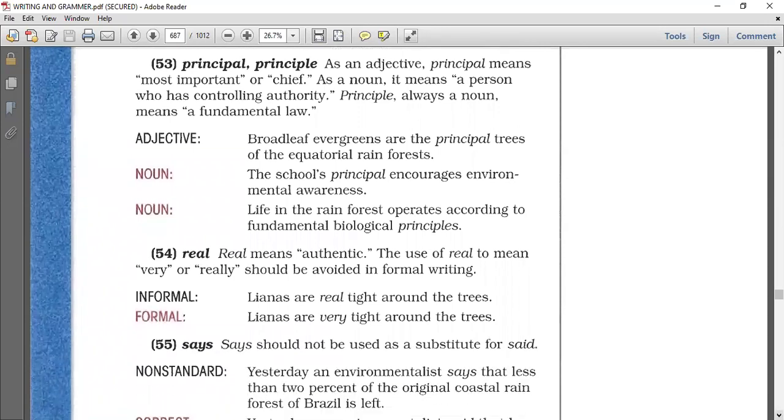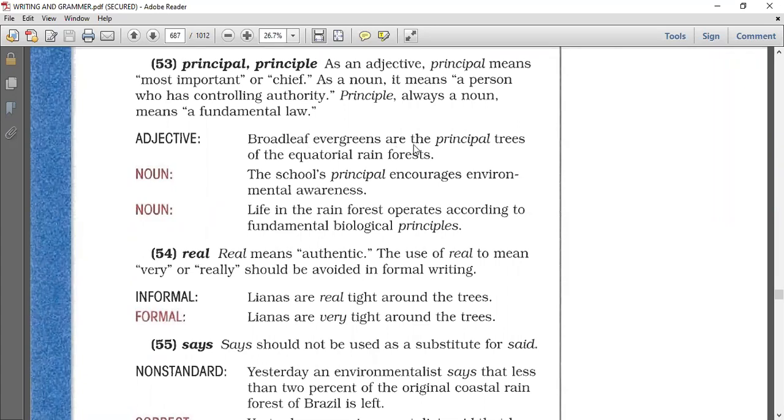Principal and principle. Principal as an adjective means most important. This is the principal idea, or chief. As a noun, it means a person who has controlling authority, like Mr. Osama, who is the principal of PIS International, or the international section, I mean. Principle, always a noun, means a fundamental law or idea.